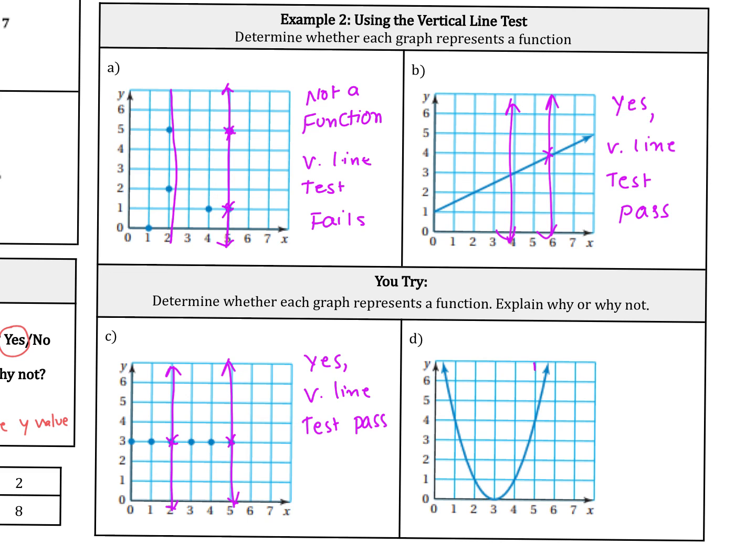Here again, you can graph a line and it's cutting at only 1 point wherever you graph the line, anywhere on the graph. If you graph a vertical line anywhere on the graph and it cuts at only 1 point, then it's going to be a function, yes, because the vertical line test passes.